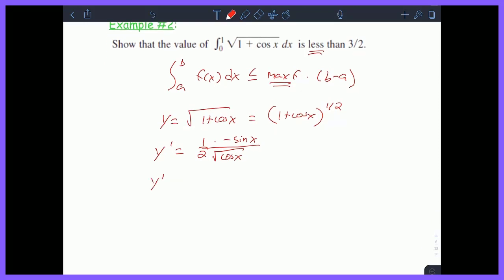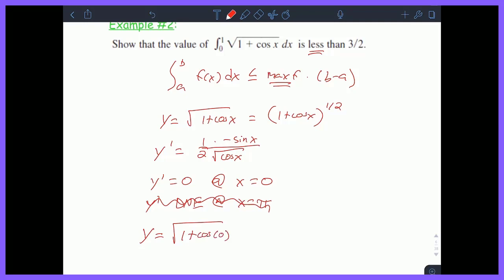I know the derivative is going to equal 0 at x equals 0. And I know the derivative does not exist at x equals pi, because the denominator would be 0. But since I'm working from 0 to 1, I actually can just exclude this altogether. So I know that x is going to be 0. So if I plug 0 into my original, I want the y value. 1 plus cosine of 0 is the square root of 1 plus 1, which is the square root of 2. And I know that to be approximately 1.414.